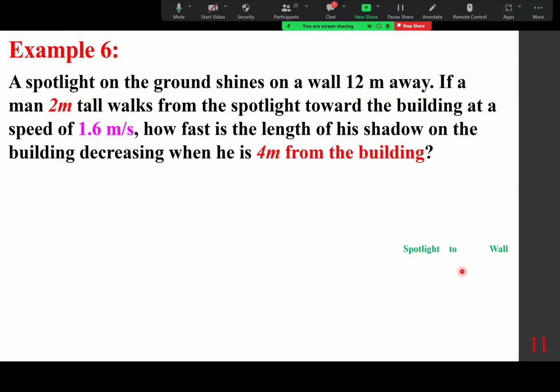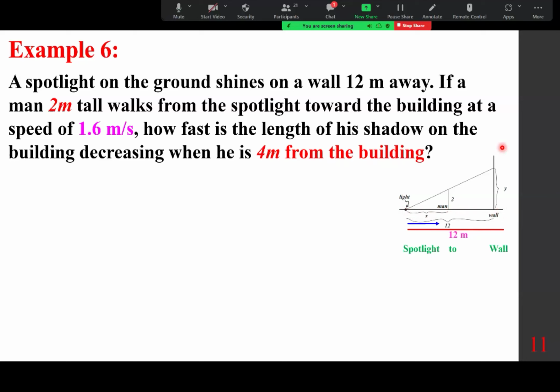So here's the spotlight, and the man is moving towards the wall, and you want to describe the situation, draw the setting. And this distance is 12 meters. So from here to here is 12 meters. Over here is the spotlight, over here is the wall, and over here somewhere is the man. So the man is moving this way, away from the light. So the light is here. The man is moving originally, right, starts from here and moves.